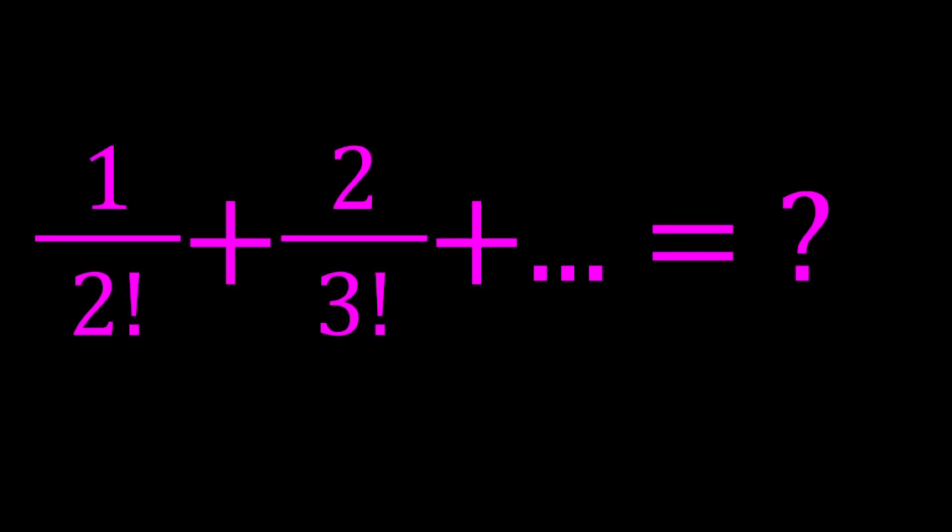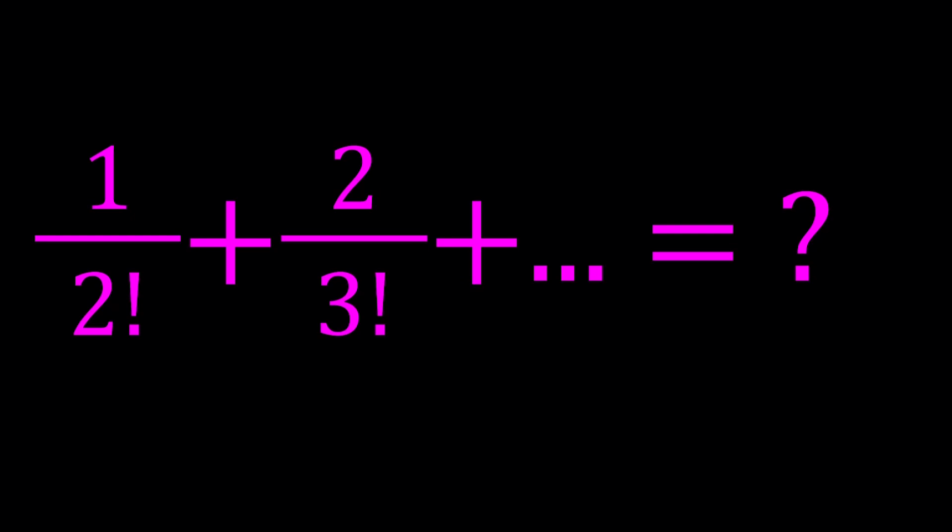Hello everyone. In this video, we're going to be evaluating an infinite sum. An infinite sum with factorials. So we have 1 over 2 factorial plus 2 over 3 factorial plus 3 over 4 factorial. Even though those terms were not written, there is a pattern. The numerators are consecutive positive integers and the denominators are factorials, but they're just one more than the numerators. Okay? Hopefully you get the idea.